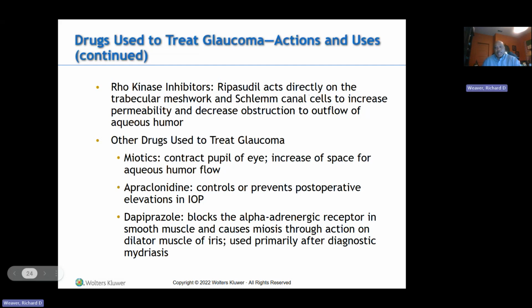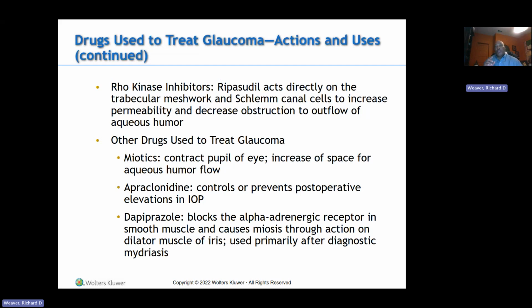Now, other drugs that are used to treat glaucoma are the miotics, or direct-acting and cholinesterase inhibitors. Remember, we talked about these drugs with other body parts, but now we're making more reference to the eyes and what these drugs do. So these drugs, miotics, contract the pupil of the eye. The constriction of the pupil is referred to as miosis, and this will result in an increase in the space through which the aqueous humor flows. And of course, this would decrease the intraocular pressure.